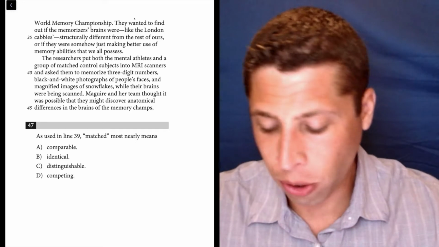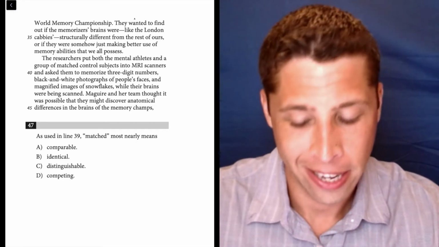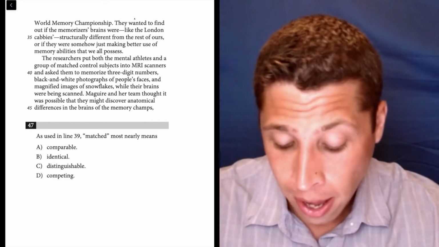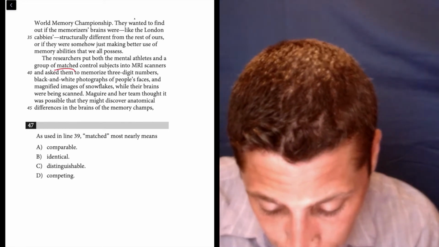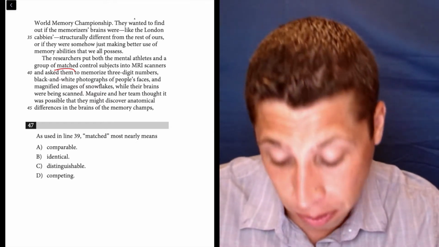This vocab question is also kind of difficult. We've got a couple of hard ones near the end here, which is frustrating because I usually say that these are easy questions that we want to get to, but a lot of people get this one wrong. We still need to go to the lines and make sure we understand what they're asking for here. They want to know the definition of the word matched, common word, but let's see how it's being used.